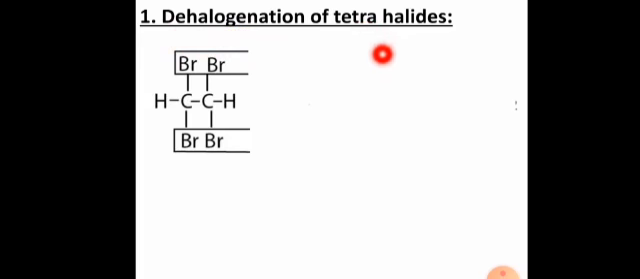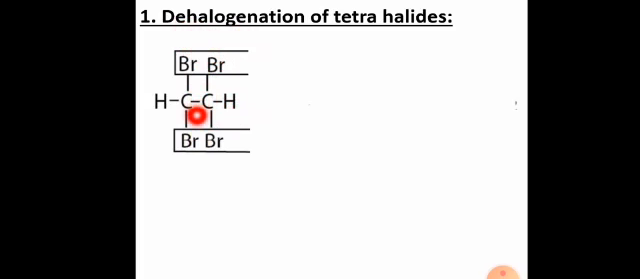We remove them from tetrahalides. Tetra means four, halides means halogens. So four halogens will be attached to the respective carbon chain. I have chosen a two-carbon chain, that is ethane, right? Every single carbon atom has two halogen atoms. This time the halogen is bromine, and we are going to remove halogen. De means remove, halogen means halogen.